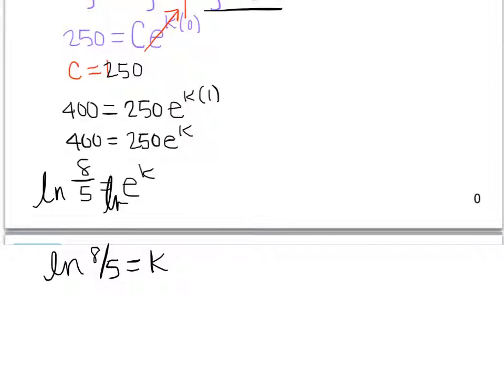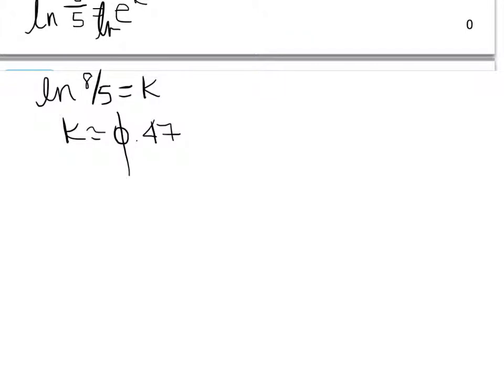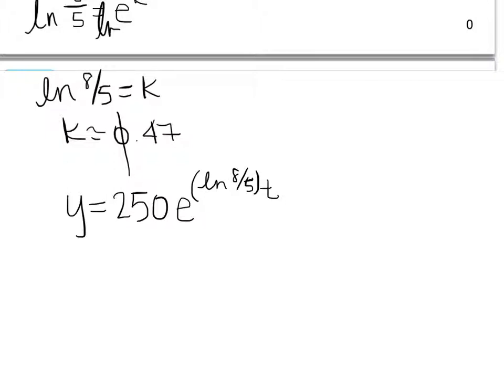Now this is where I would highly suggest that, once you enter this into your calculator, you use the storing feature. In my case, I stored it and called it variable a. You can call it whatever you want to, but k is approximately equal to 0.47 once you store this. So now that I know what k is, I can go back into my original function and say that y is equal to 250, which is my calculated c value, e to my k value, which is really the natural log of 8/5, times my t value.